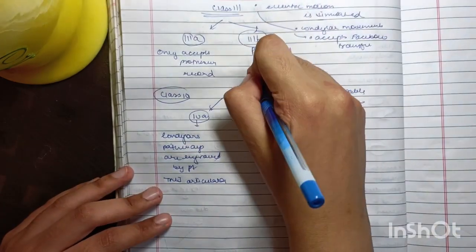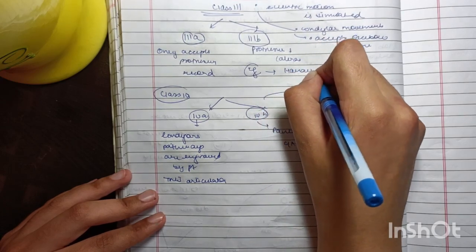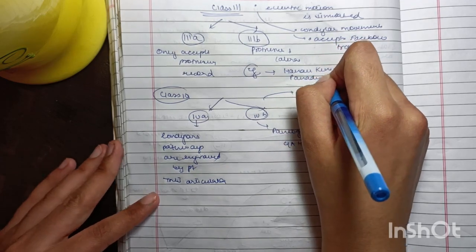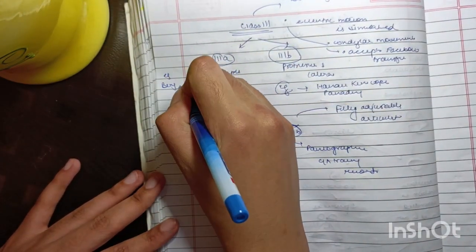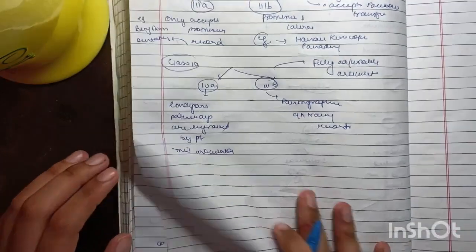Over here in 3B, the examples you can remember are Hanau, Kinescope, and Panadent, and in 4, you can remember Bergstrom and Dentatus. So this completes the classification of the articulators.